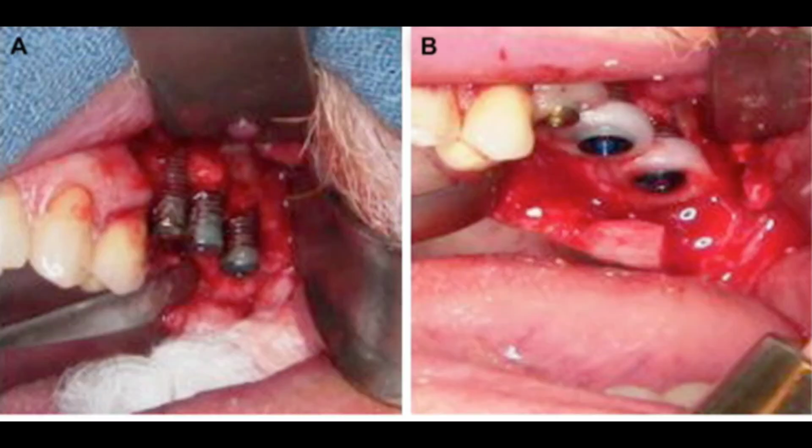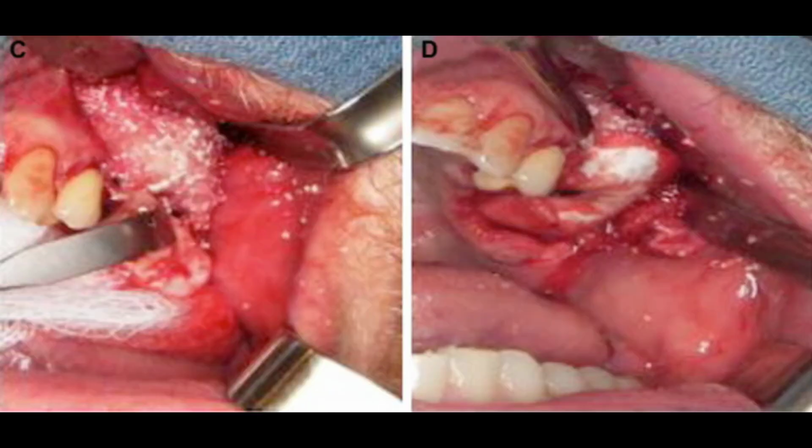Here we can see a few implant placements. The implant was placed, and later it was circumscribed with the Infuse bone graft, and demineralized bone matrix was placed, and on top of it was covered nicely, so that it healed properly.